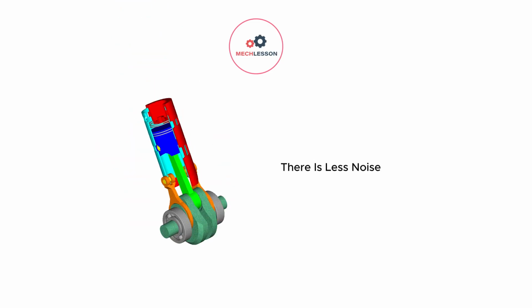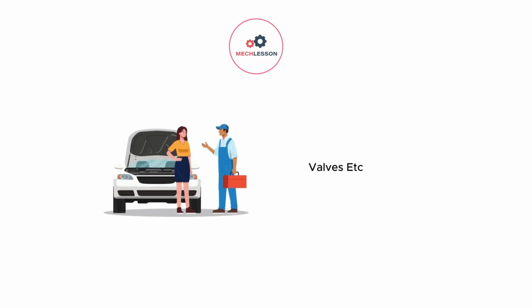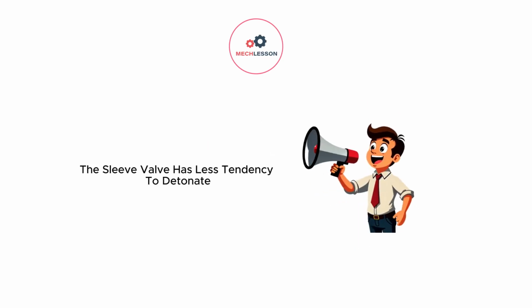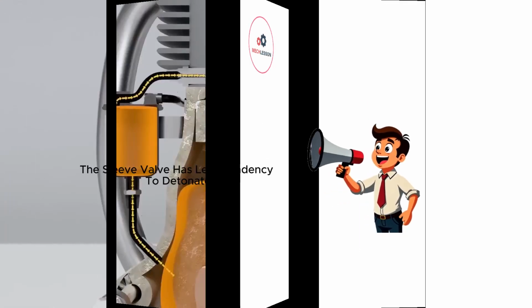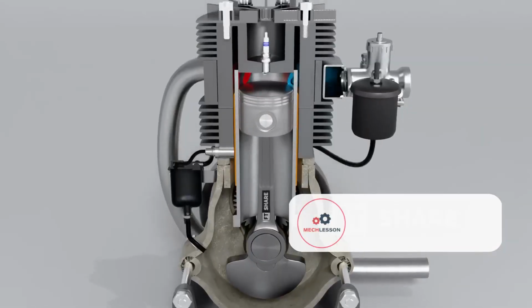There is less noise because there are no noise-making parts, like valve cams, rocker arm, tappets, valves, etc. The sleeve valve has less tendency to detonate. Also, cooling is very effective as the valve is in contact with the water jackets.